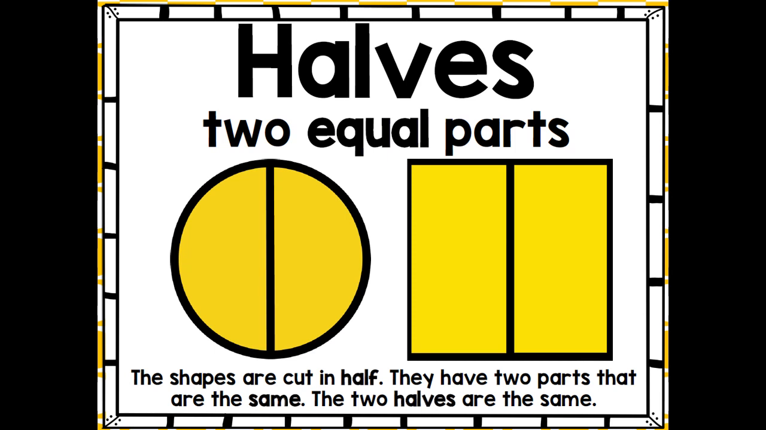So the first one is halves. Halves means two equal parts. Look at these two shapes. The circle and the square are both cut in half. They have two parts that are the same. The two halves are the same. So each piece is called a half if you cut them into two equal pieces.